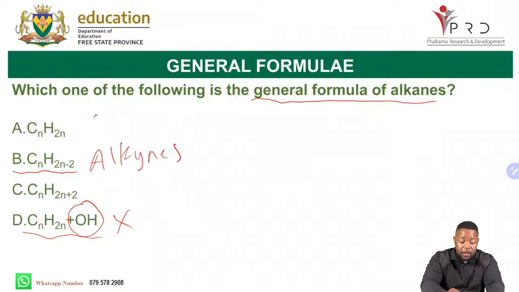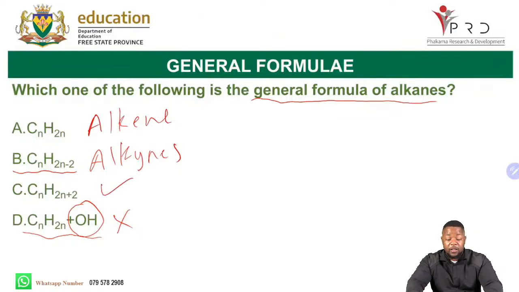And then we have in A here the general formula for the alkenes. And therefore, the general formula for the alkanes will be option C, that is CnH2n plus 2. So in that way, we are revising the general formulas of the organic molecules. You need to go back and revise all of them.